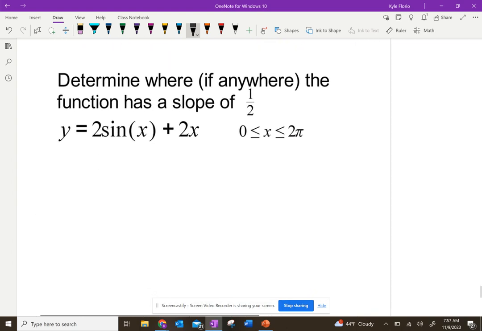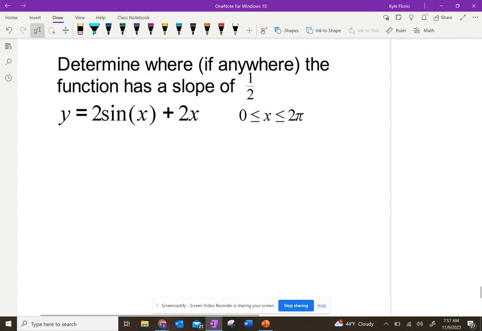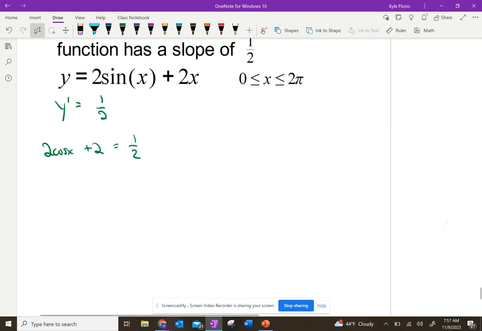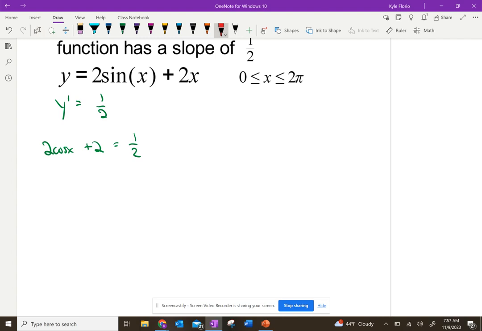All right, last question. Determine where, if anywhere, the function has a slope of 1/2. So what we're trying to do is find out when the slope, which is the derivative, equals 1/2. The derivative of sine is cosine, so the derivative of 2 sine x is going to be 2 cosine x. The derivative of 2x is just 2. And set that equal to 1/2. So let's solve this for x. Subtract 2 on both sides.